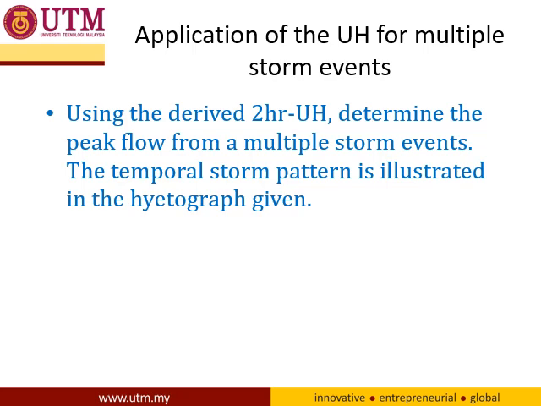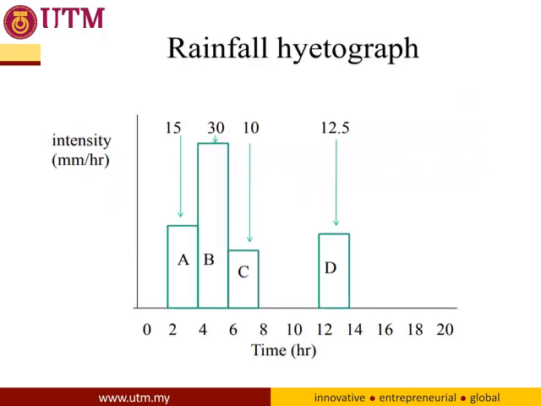Okay, so for this case, we want to develop a hydrograph for multiple storm events using the unit hydrograph. The temporal storm pattern is illustrated in the hyetograph given in the next slide. See here we have 1, 2, 3, 4, four storms, and each of these storms has a 2-hour duration. You can separate it and treat it individually, like storm A, storm B, storm C, and storm D.